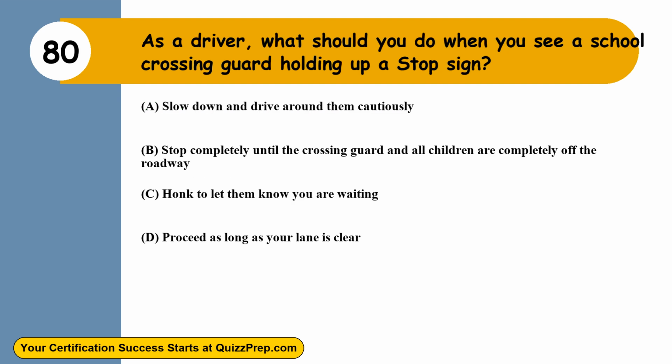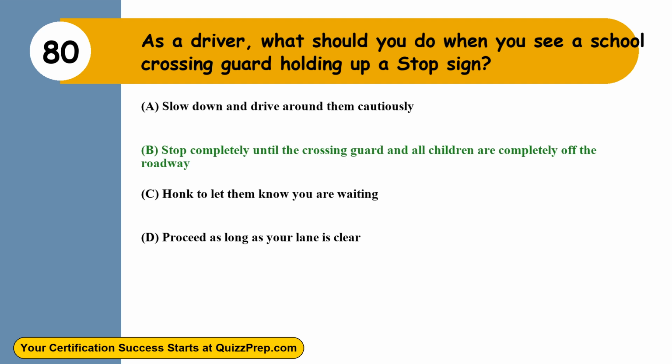Question 80. As a driver, what should you do when you see a school crossing guard holding up a stop sign? Option A, slow down and drive around them cautiously. Option B, stop completely until the crossing guard and all children are completely off the roadway. Option C, honk to let them know you are waiting. Option D, proceed as long as your lane is clear.